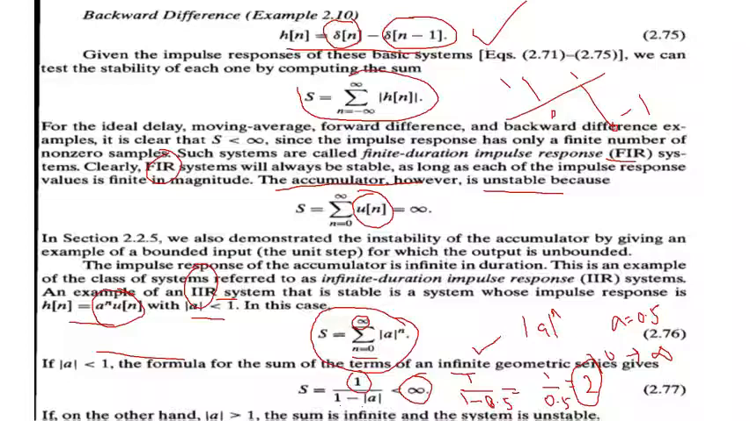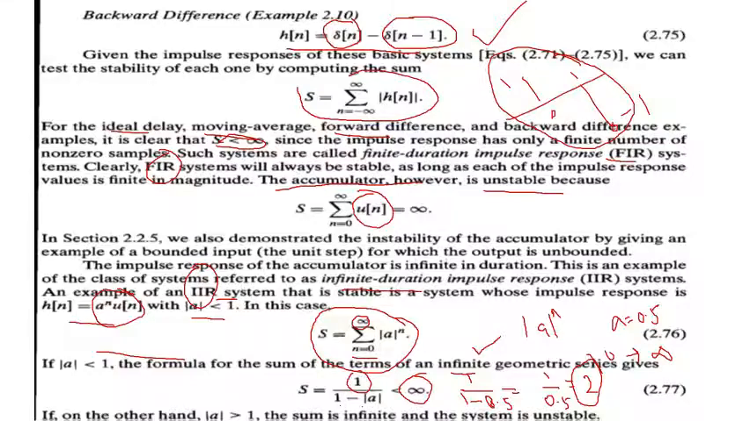And here we are talking about the ideal delay. I can read it for you. For ideal delay, moving average, forward difference, and backward difference, it is clear that the impulse response has only a finite number of non-zero samples, only two samples here. Such systems are called finite duration impulse response systems. Where the samples are infinite, it will be known as infinite impulse response.